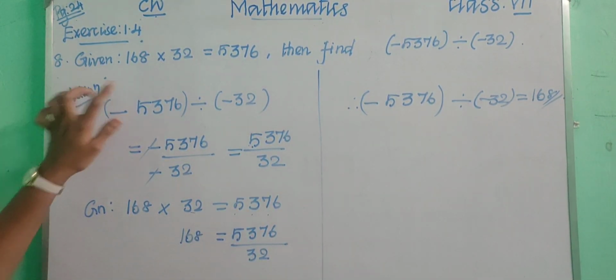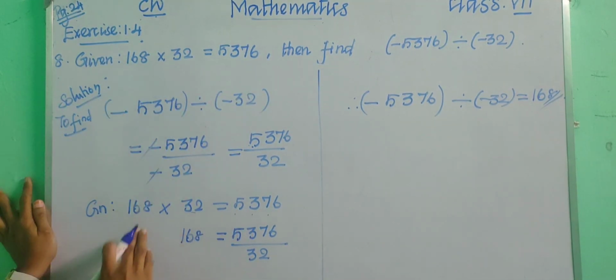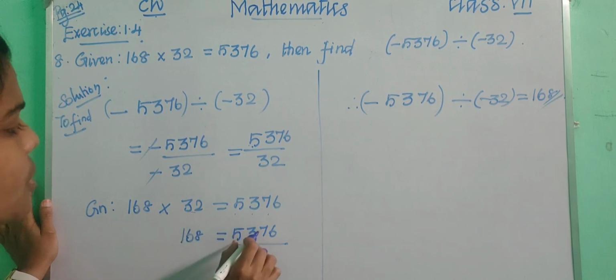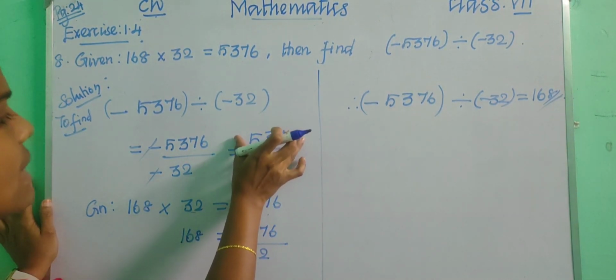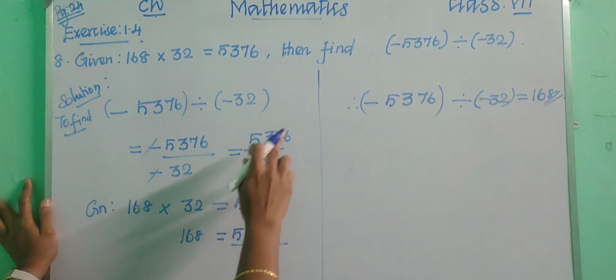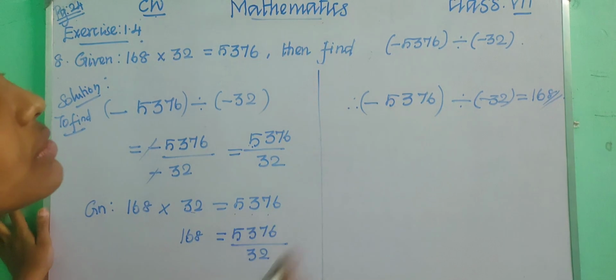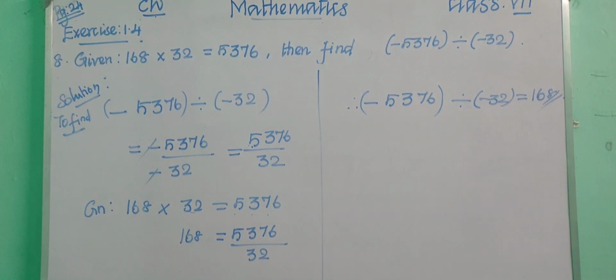Okay, so let us take the given. We have just taken the given and we are just changing the format by cross multiplying. We got the format like this, so 5376 upon 32, and also we got the answer, that is 168, okay children. So we have written the answer finally. Copy it in your classwork notebook. After completing this, write the 9th question in your classwork notebook, okay, 9th question.